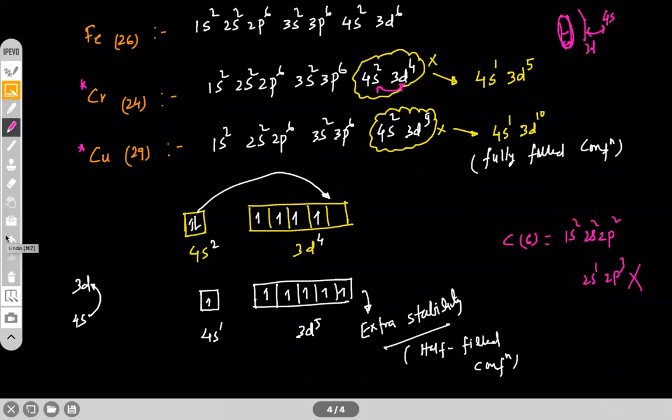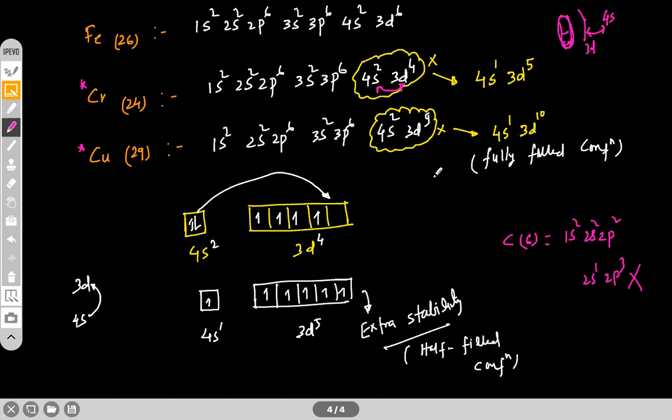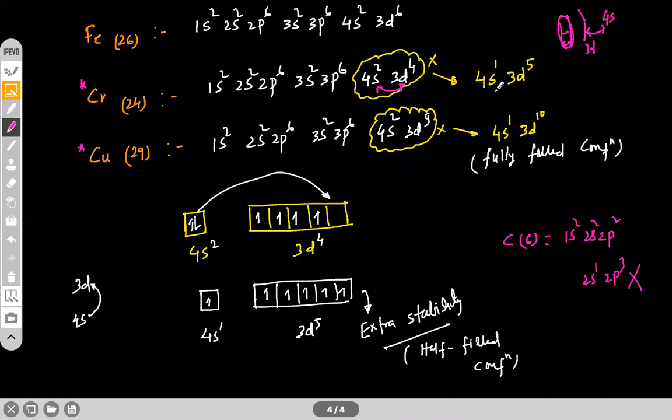Yes, and one more thing, it happens on its own, right? We are not doing anything here. The electron itself goes into 3d. It's not like we are making this shift possible. No, in Fe it is not possible. It is 3d6, it is not possible here.